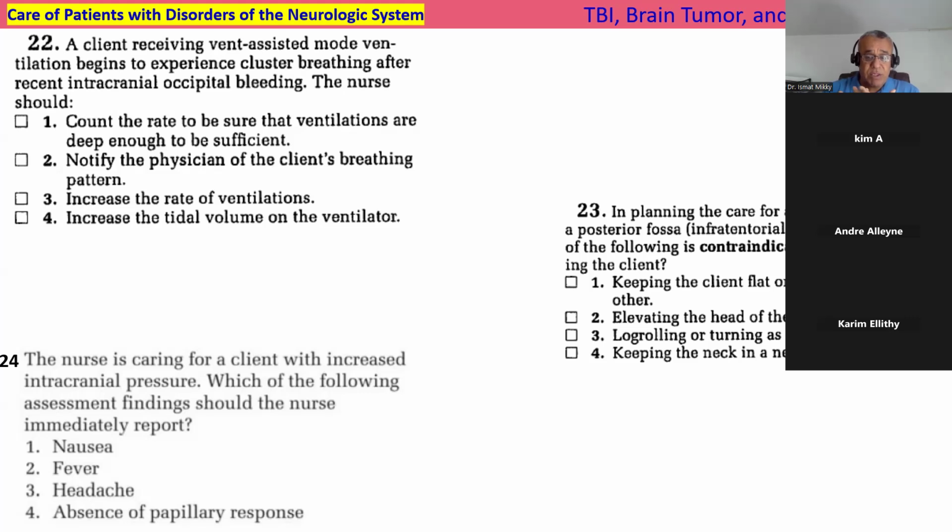The absence of pupil responses is an ominous sign, may indicate impending herniation, and should be reported immediately to the PCP. Fever is a common complication following an injury to the brain and should also be reported, but absence of pupillary response is the priority for this patient. Headache and nausea are also clinical manifestations of patients with increased ICP, but in an emergency-like situation like this, we will go with number 4.